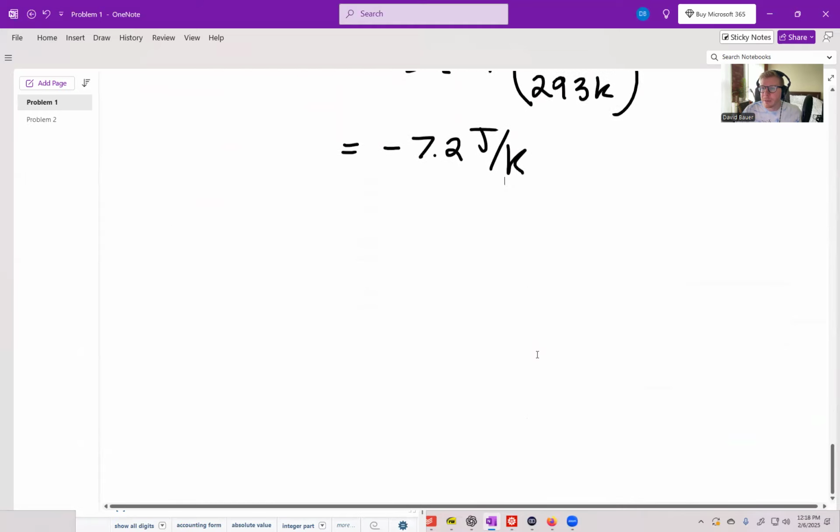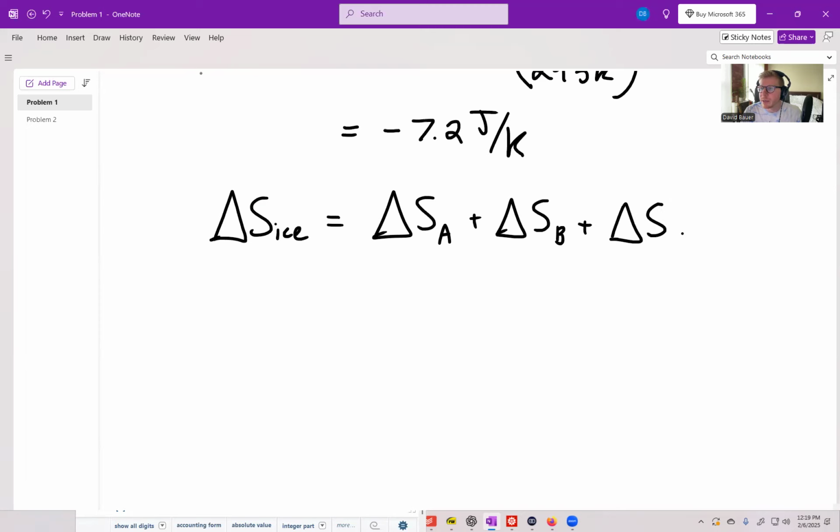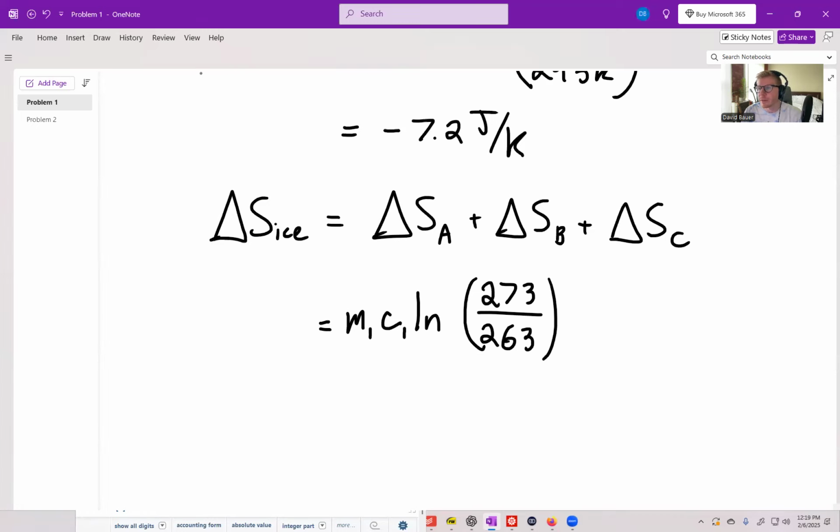Now for the ice, I'm going to have 3 separate entropy changes corresponding to the processes A, B, and C that we mentioned earlier. So A is going to be heating the ice up to 0 Celsius, or 273 Kelvin. So my T final here is 273, and my T initial was negative 10 Celsius, which is 263 Kelvin. The units of Kelvin cancel out inside the natural logarithm, so I don't need to worry about that.